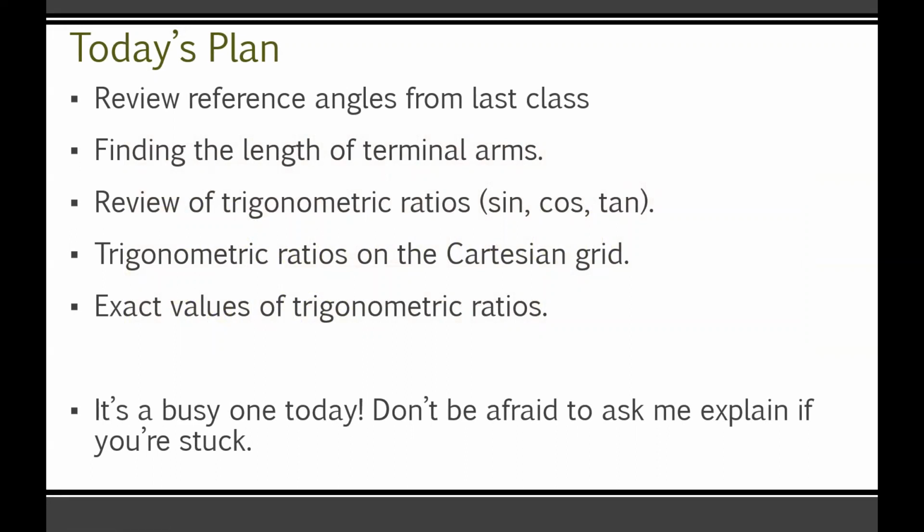Then we're going to talk about finding the length of terminal arms. Remember, a terminal arm is just a fancy word for the arm of an angle. Then we'll review trigonometric ratios. That's sine, cosine, tan. That's a review of what you would have learned back in Math 10C. Then we'll talk about trigonometric ratios on the Cartesian grid. That's a whole new ordeal right there. And then we'll talk about exact values, which is also a whole new deal.